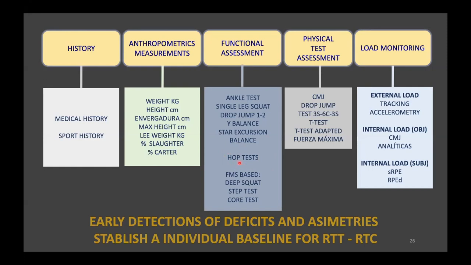We can record the jumps, and we see how the alignment of the different segments like the hip, knee and ankle is, and we can assess the quality of the movement, whether he can control this jump and this landing, which is very important for us. And the functional movement screening basics: the deep squat test, a step test, and core test. Okay, this is the functional assessment, and I think we get a lot of important information from it.